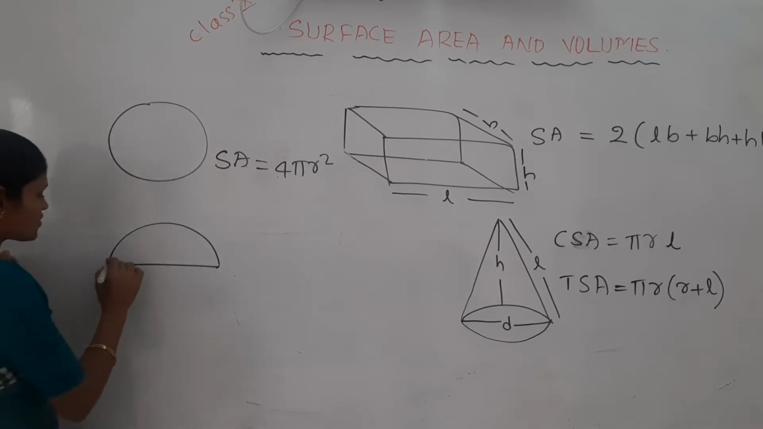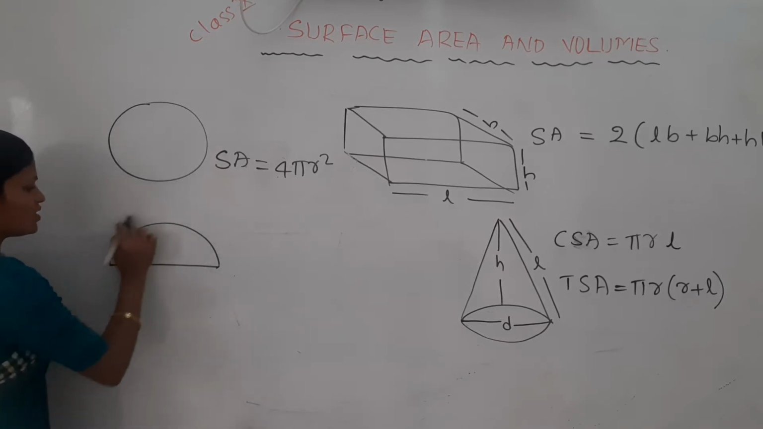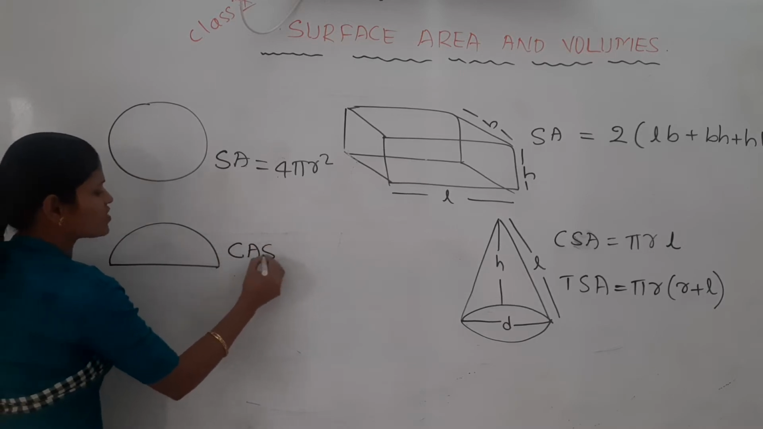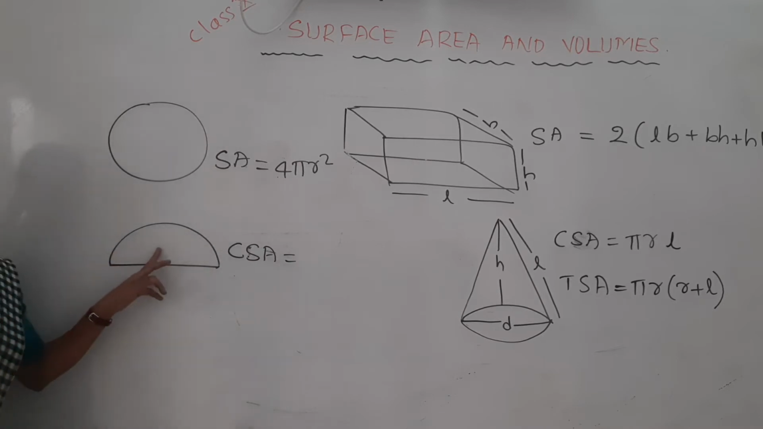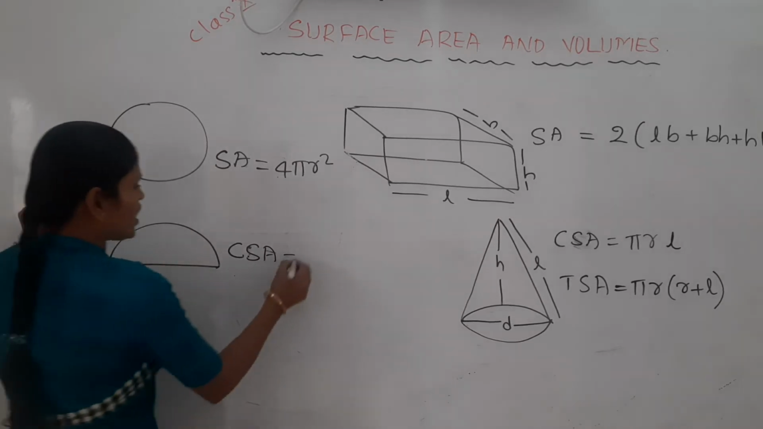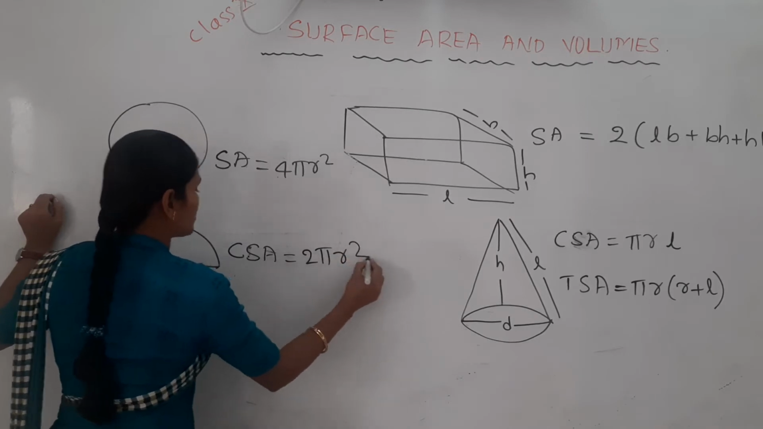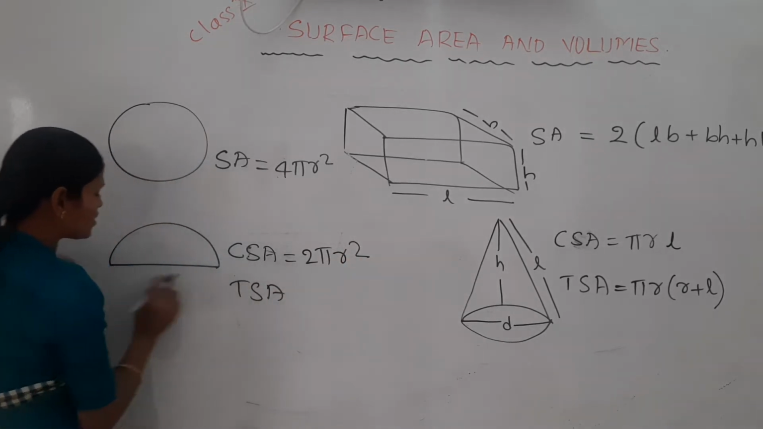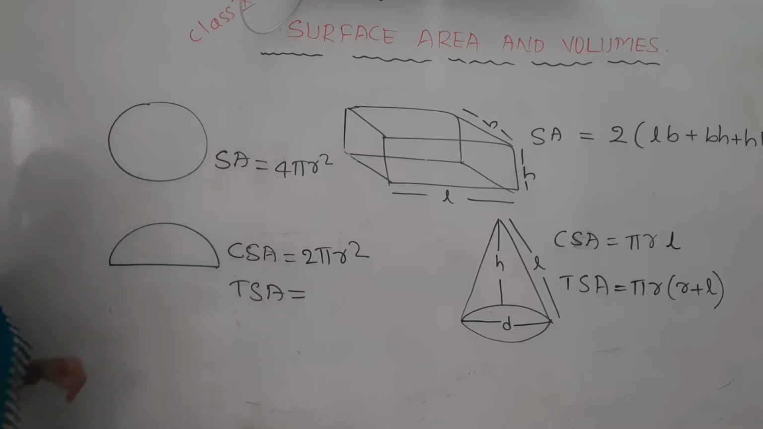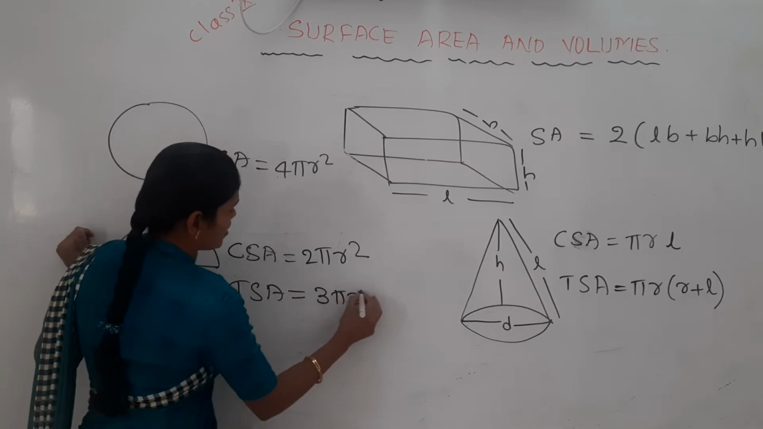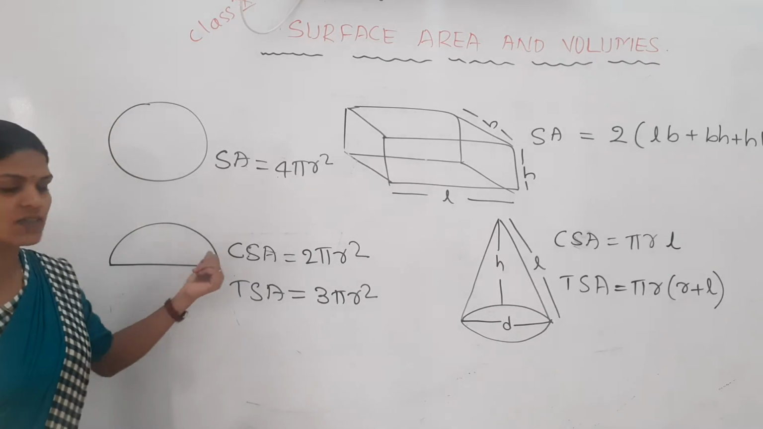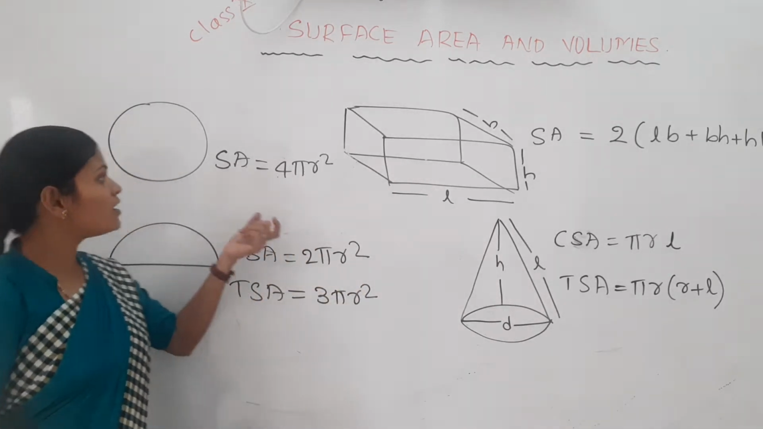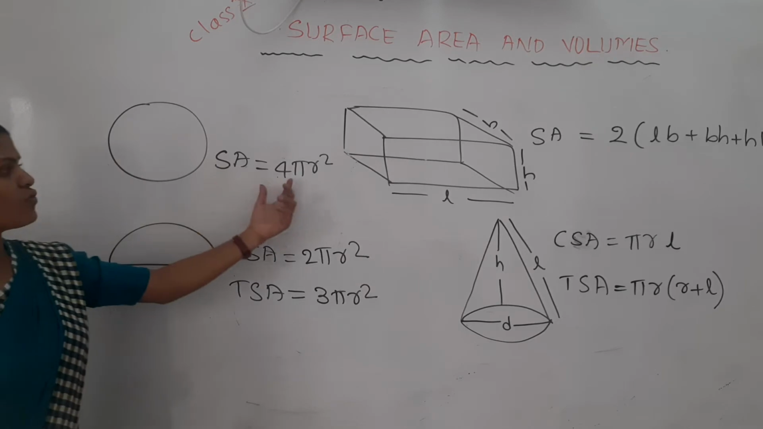What is the curved surface area? Except this opening, this is the curved surface area of the hemisphere. The area of this hemisphere is 2 pi r square. Then total surface area means including this circular face, it becomes 3 pi r square. So the total surface area of the hemisphere is 3 pi r square, the curved surface is 2 pi r square, and the spherical shape area is 4 pi r square.